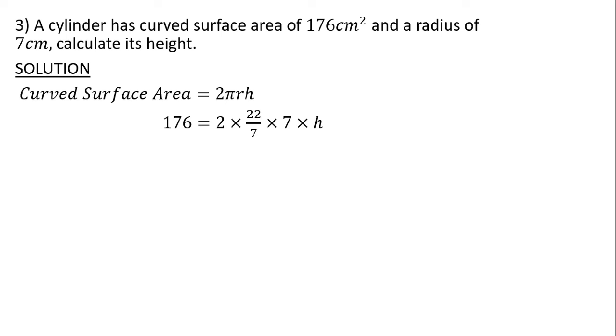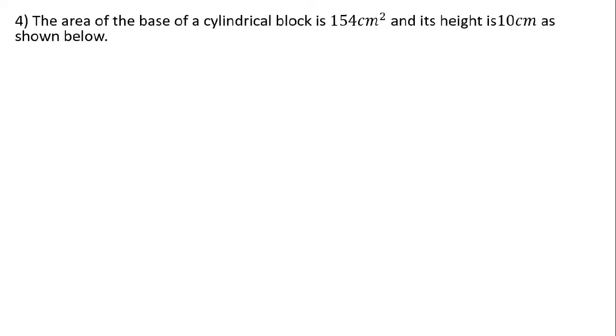So from here, we can always divide. 7 into 7 will give us a 1. If we multiply 2 times 22, we'll get a 44. So multiply 44 times h, you get a 44h. So we are saying 176 is equal to 44h. To find the value of h, we are going to divide both sides by the coefficient, which is the 44. If we divide both sides by 44, what we are going to get is a 4. Therefore, the height was 4 centimeters. We go to the last question.